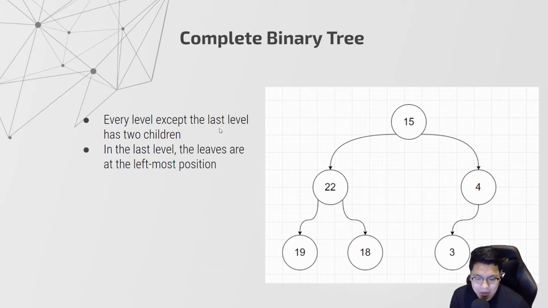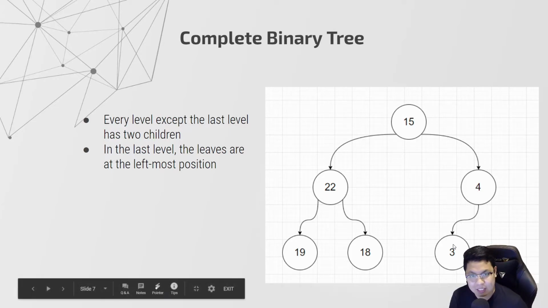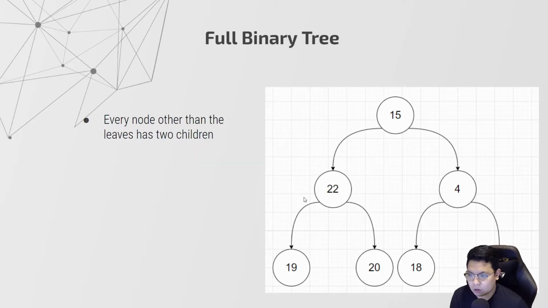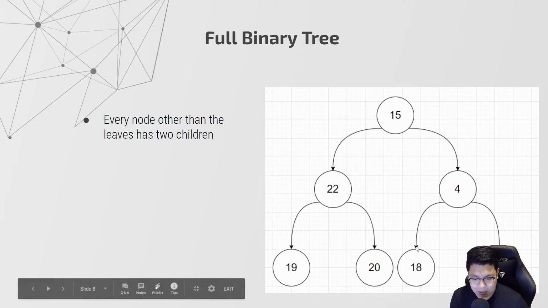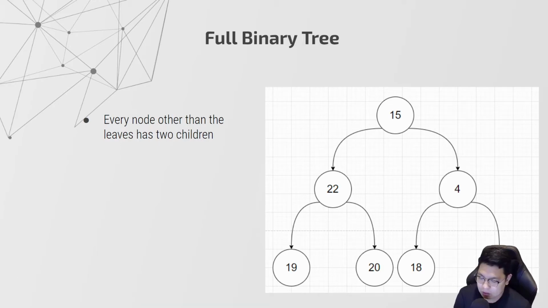So for a complete binary tree, for example, this node has only one node, so it must be placed at the leftmost position. Okay, so 3 is the left child of node 4. So let's take a look now at full binary tree. Every node other than the leaves has 2 children. So as you can see here, all of them have 2 children. By definition, a full binary tree is a complete binary tree.